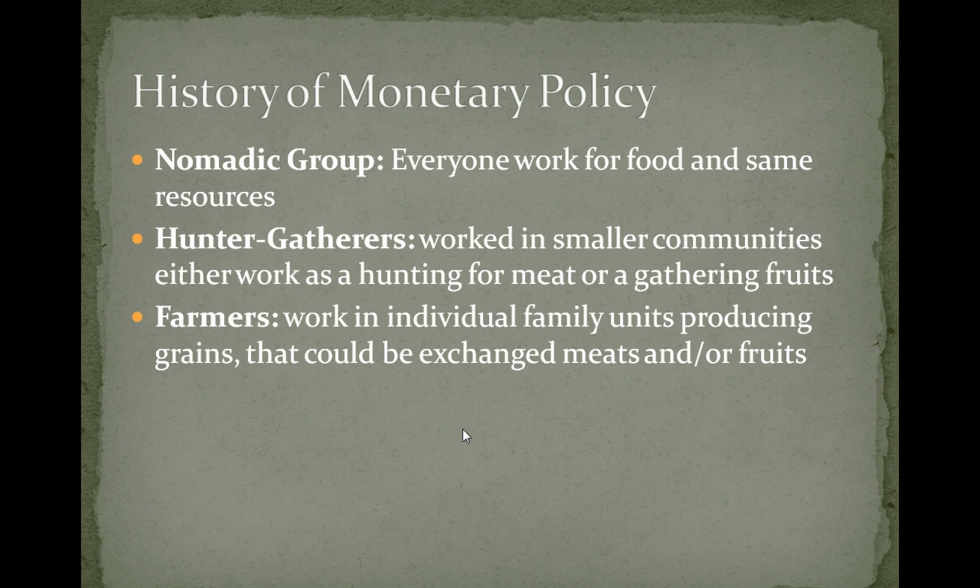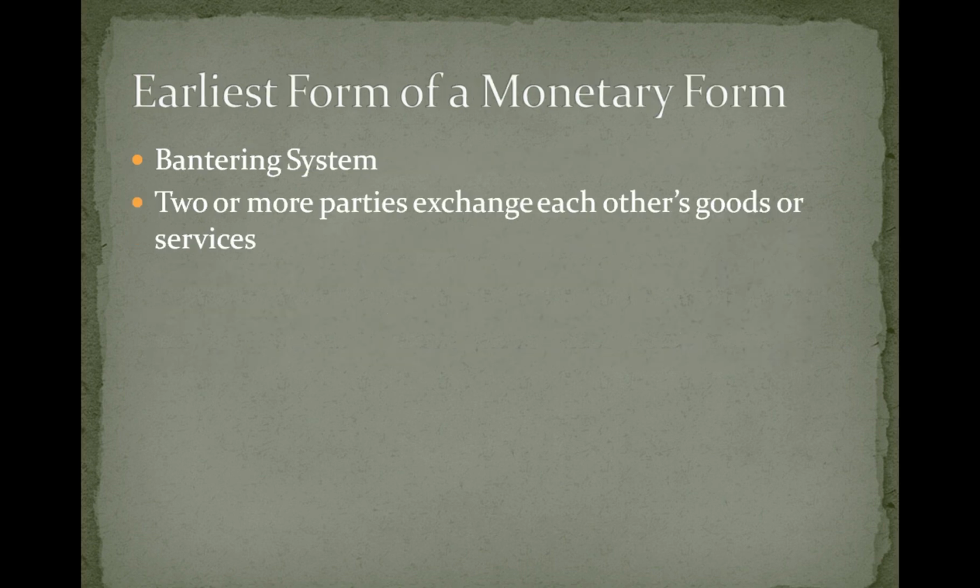That brings us now to the farmer. Now you can be in even smaller communities, and this could be just a family unit, producing grains, and those grains could then be exchanged for fruits and nuts and meat. And now we enter a point in human history where you need some way to facilitate exchanges.